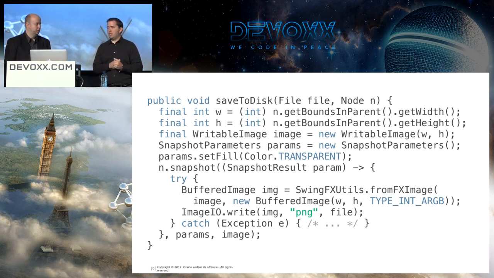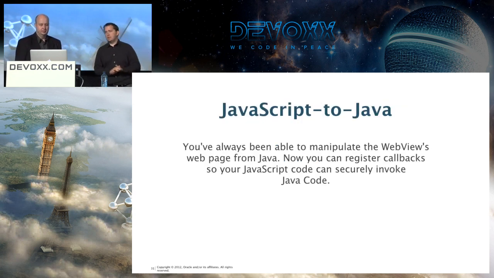And when the snapshot has completed, we are going to use SwingFX utils to convert this JavaFX image into a buffered image. At that point, we can use the normal image I/O from Java 2D to just write the file. Yep, there's PNG, GIF, JPEG, etc.